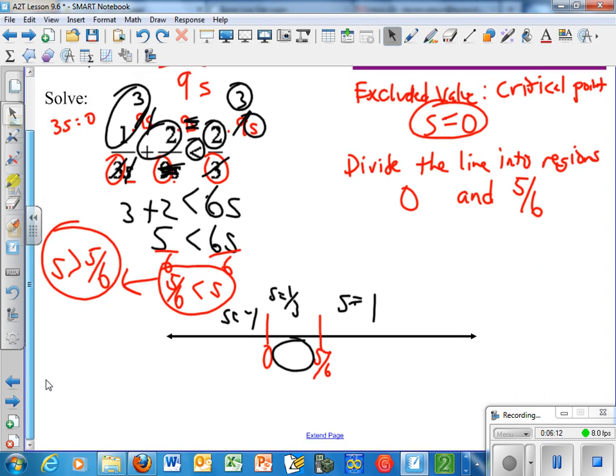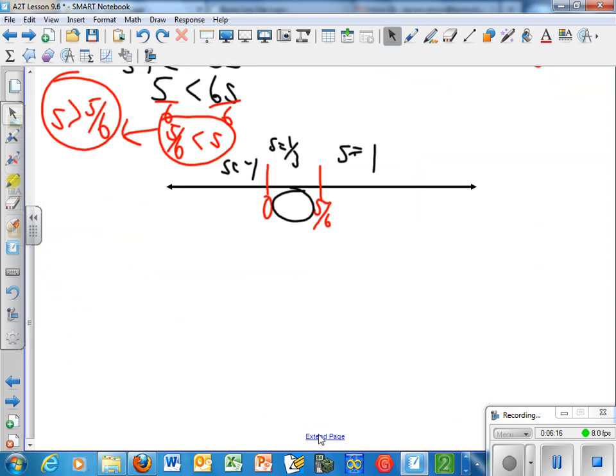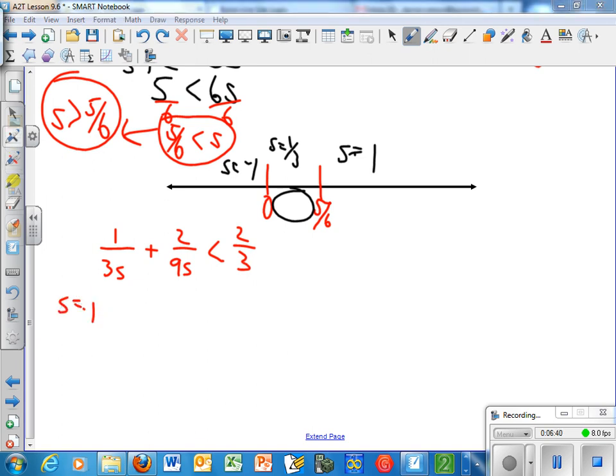Let me slide this down a little bit. So we're going to go to the original inequality, and I'm going to rewrite it here. It was this: 1 over 3s plus 2 over 9s is less than 2 over 3. So what we're going to do is our test values. First of all, s equals -1. We're going to plug -1 in for s.